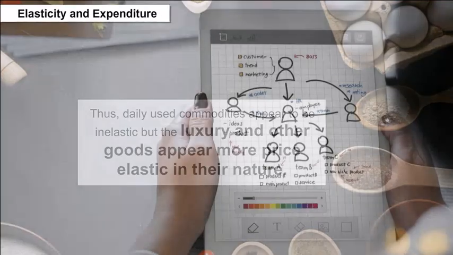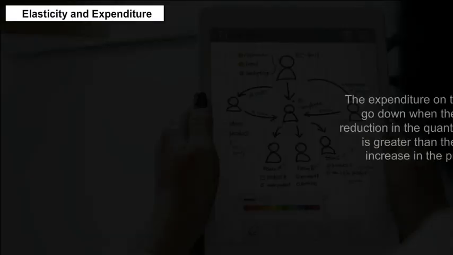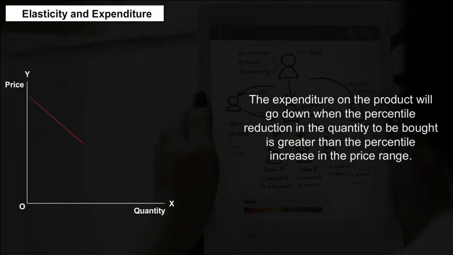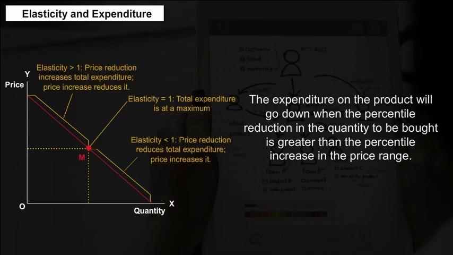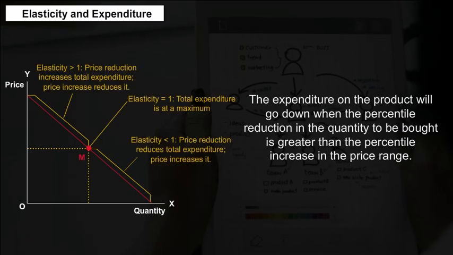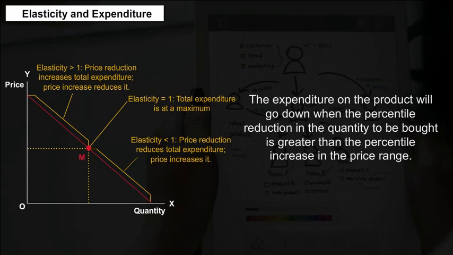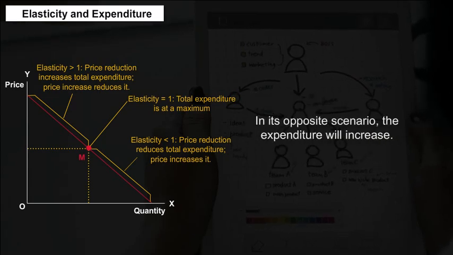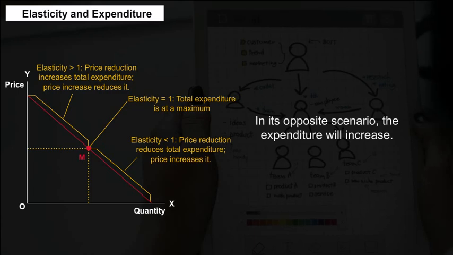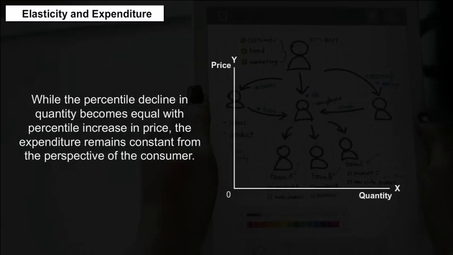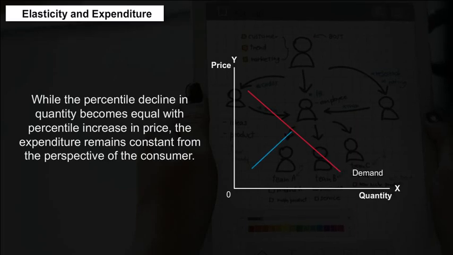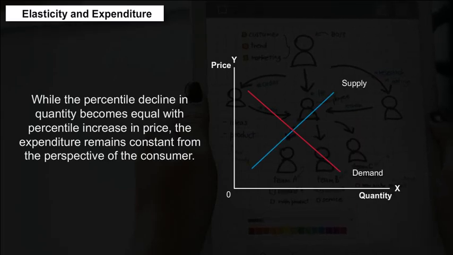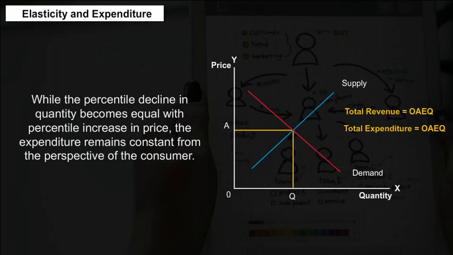Elasticity and expenditure. The expenditure on the product will go down when the percentage reduction in the quantity bought is greater than the percentage increase in the price. In the opposite scenario, the expenditure will increase. When the percentage decline in quantity becomes equal to the percentage increase in price, the expenditure remains constant from the perspective of the consumer.